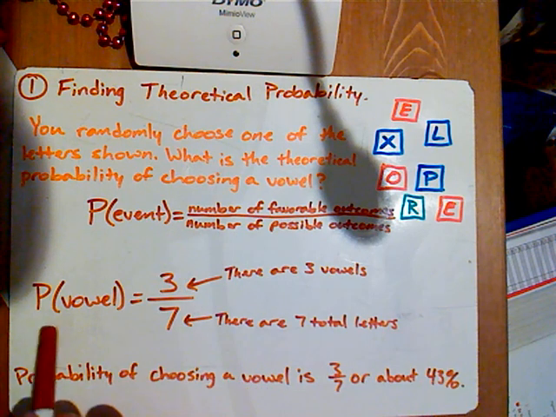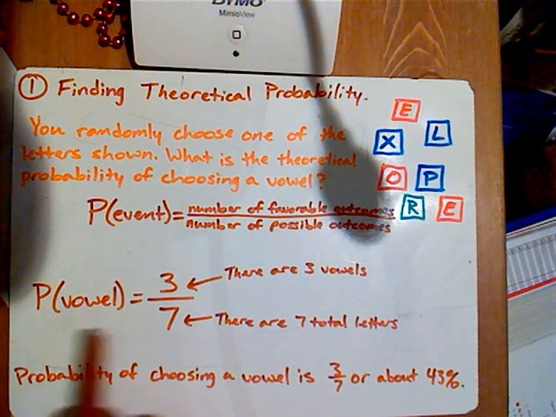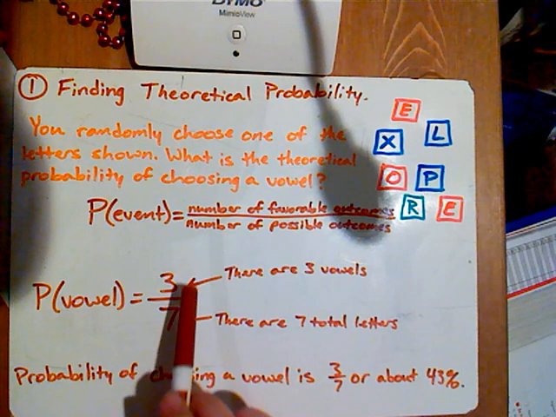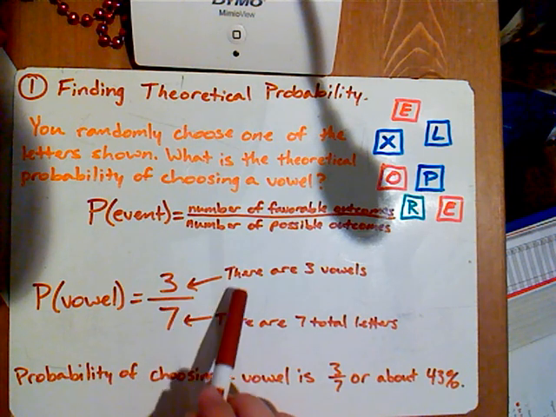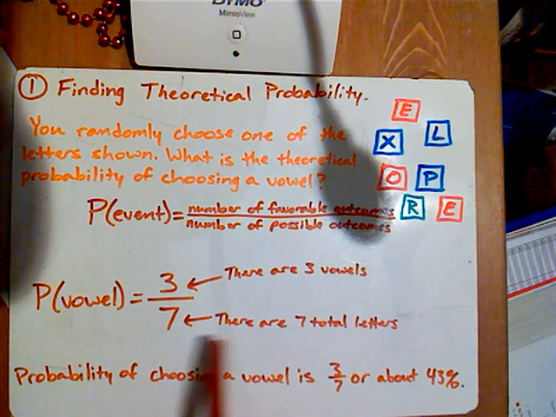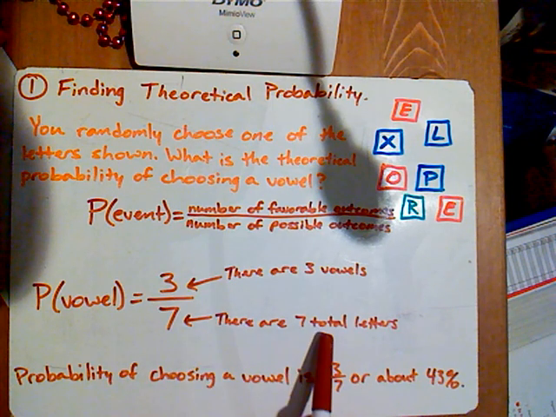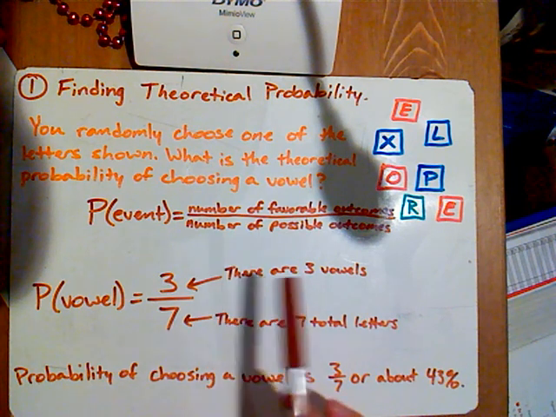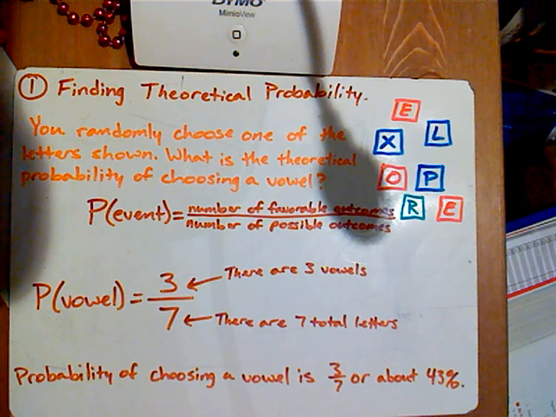So P, we're looking for vowels, and our ratio is going to be 3 to 7. 3, so that's the number of vowels. 7, that is the total number of letters. So the probability of choosing a vowel is 3 to 7, or about 43%. And that's how you find a theoretical probability. You're just doing these ratios like we did earlier in the year. So as long as you remember how to do the ratios, this is going to be relatively easy.